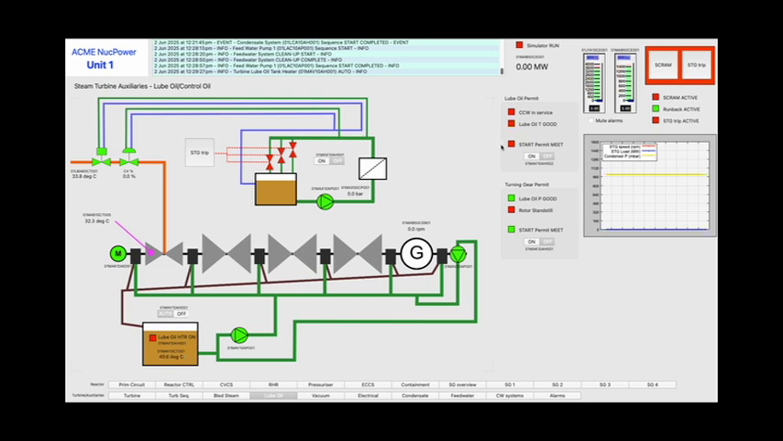Once oil temperature is greater than 40 degrees we can start lubricating oil pump. With pump running we can start and engage rotor turning gear. Steam turbine rotor will increase speed to 30 revolutions per minute.